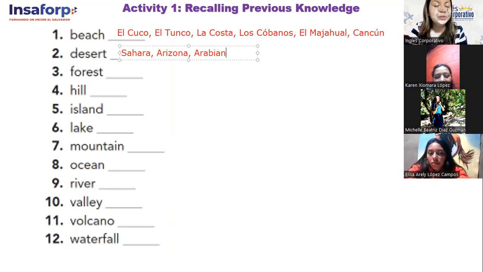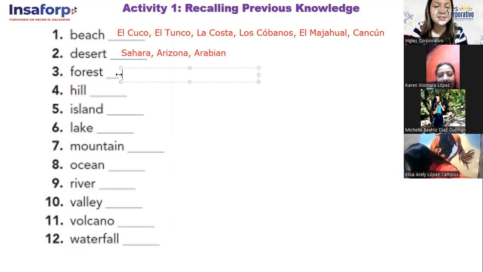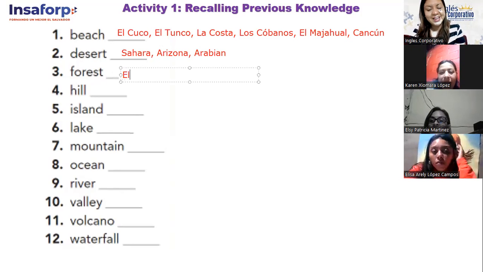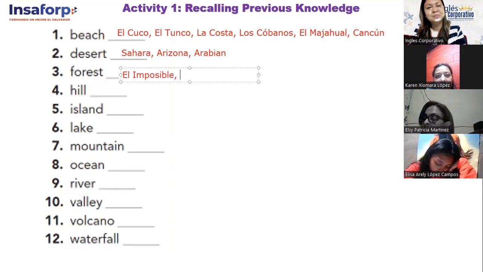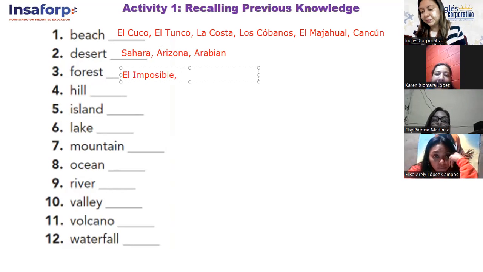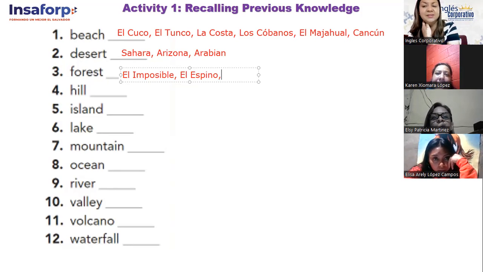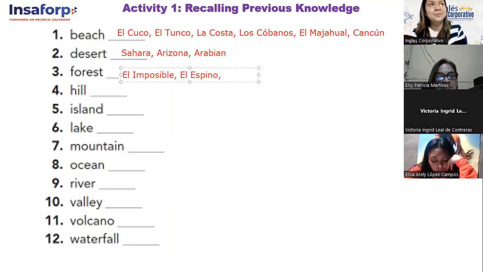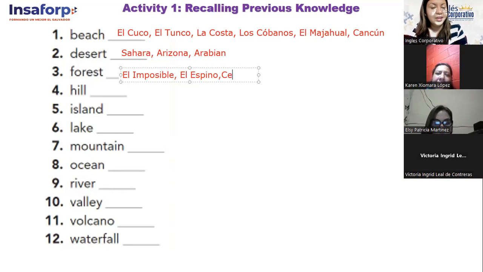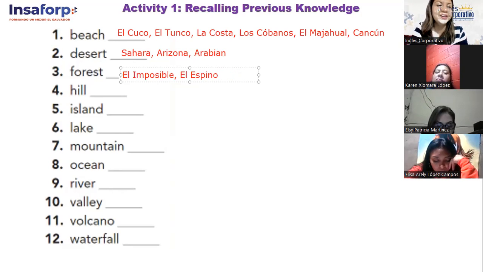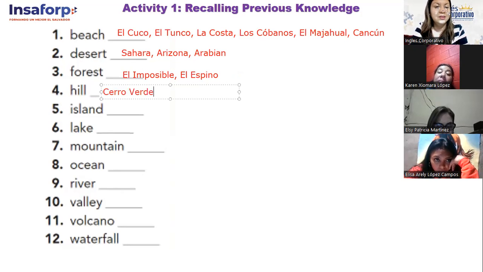Good. Okay, what about the forest? Do we have forests in El Salvador? El Imposible. That's one of my favorites. What about El Espino? El Pital. Cerro Verde. Okay, I would say that Cerro Verde is a hill. It's an example of a hill.